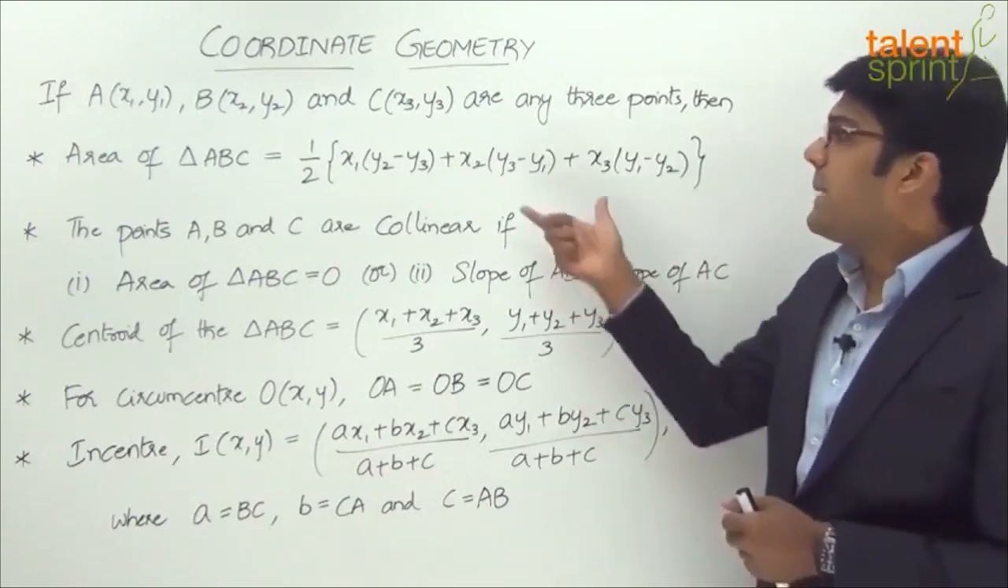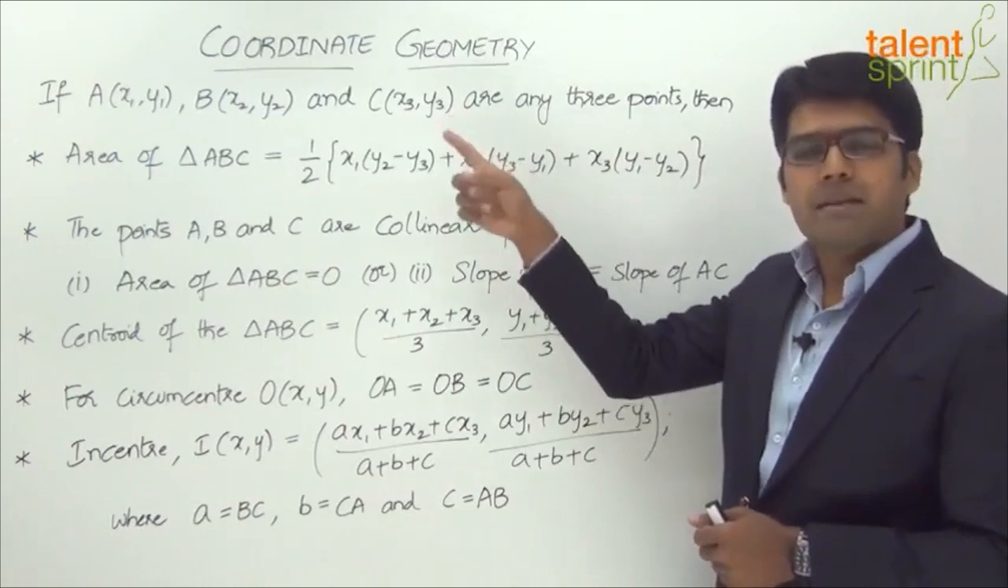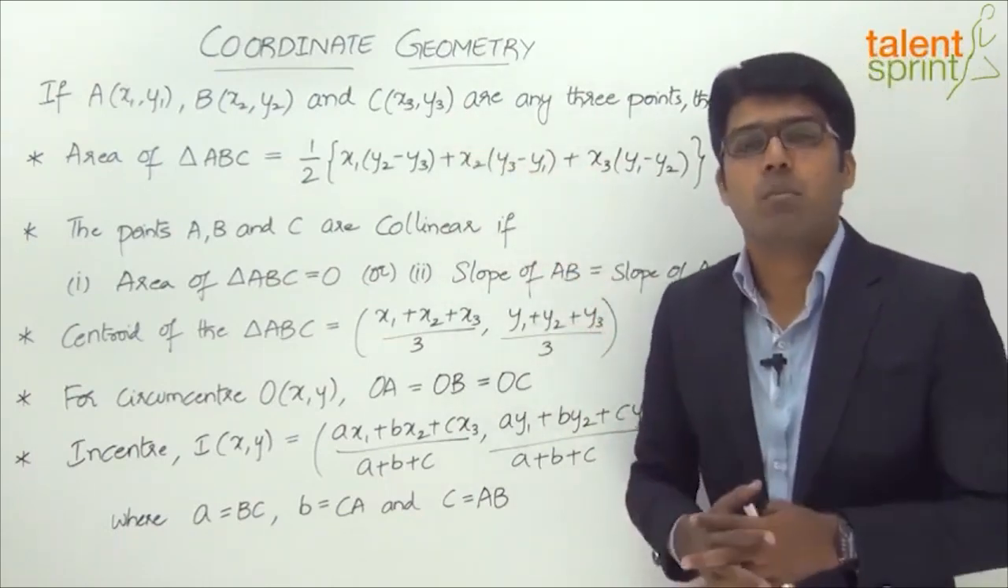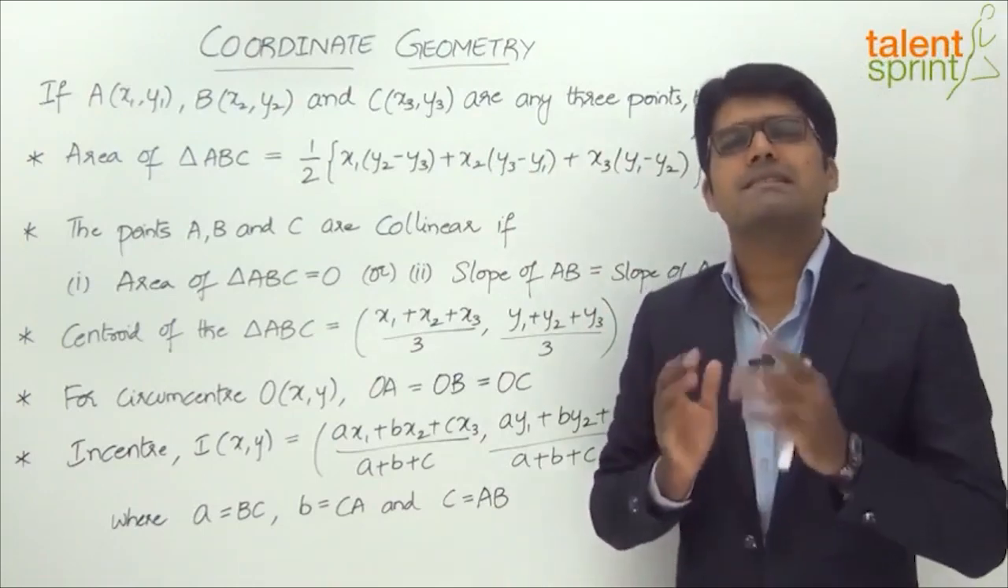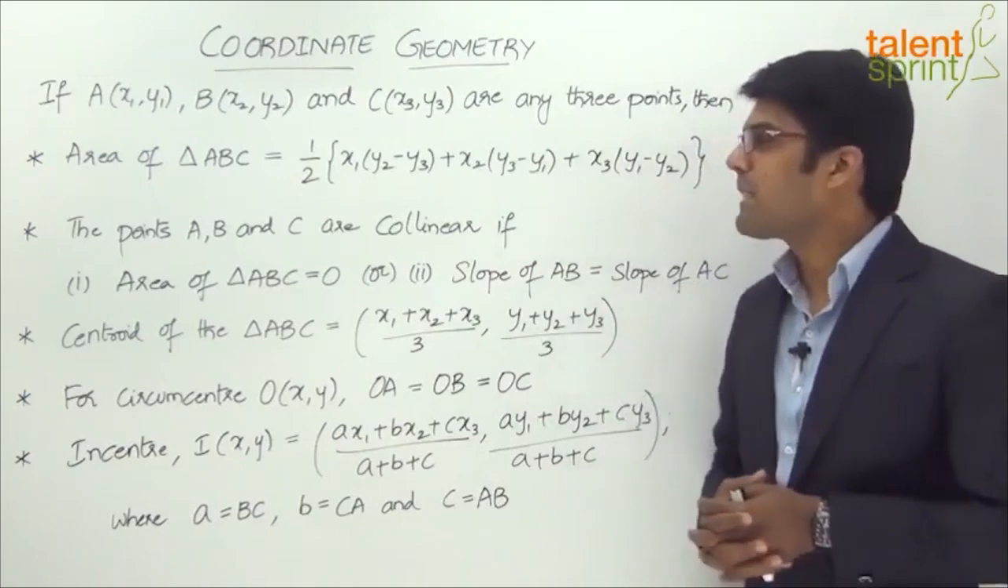And remember, sometimes we may get a negative value when we simplify this formula by substituting the given values. But since the area cannot be negative, we just need to take modulus of that given value, or simply consider the magnitude as the area of the given triangle ABC.